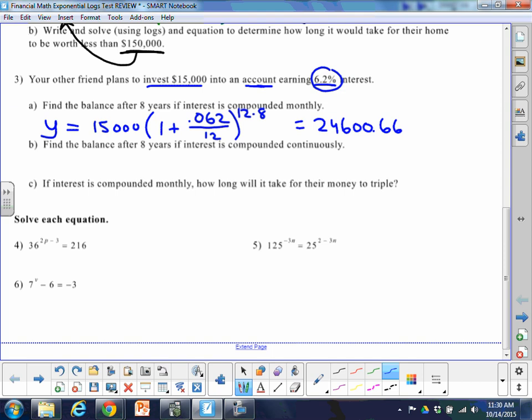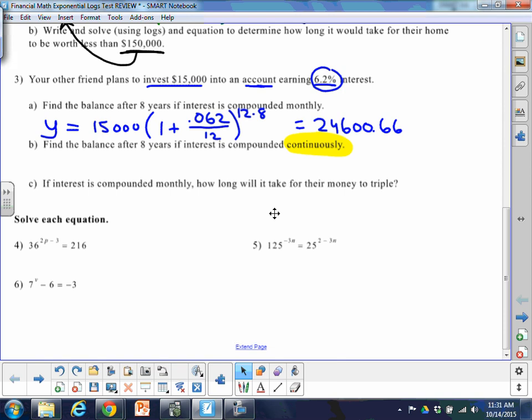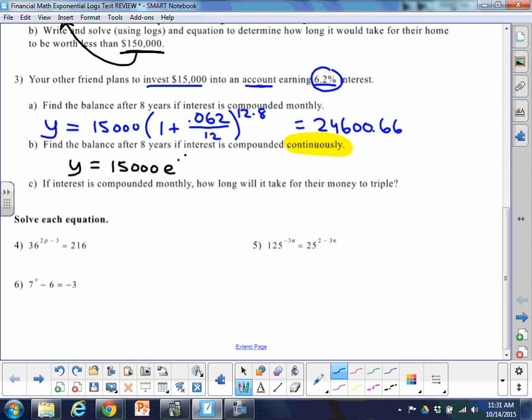Okay, part B wants us to do a similar problem, but what if it's compounded continuously? Okay, so that's one special case where, again, if it's happening continuously, we don't really know what's used for n, or we would want to use infinity, but we can't really do calculations with infinity, so that's the case where you use e as the base. Okay, so in this case, the y will be 15,000 times e to the rt. Okay, so that's the one other little formula. And honestly, this answer should be pretty close to what we got before. But it's just going to be probably a tiny bit bigger.